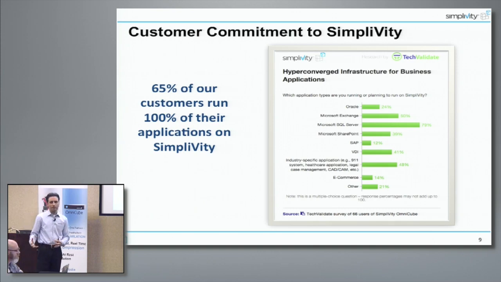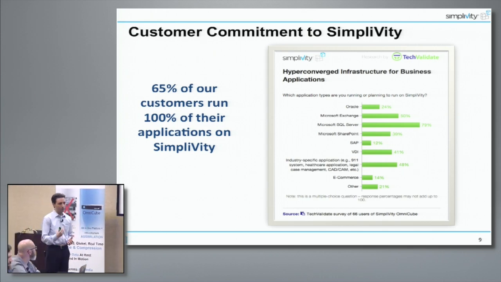If you look at where our systems are in the market, they're in the core of IT. TechValidate is a company that will go out and survey your users. We went out to our user base, and this is data from feedback from them. It may be a little challenging to see the numbers here, but it's interesting. SQL Server is running in almost 80% of our customer environments. Exchange, 50%. SharePoint, almost 40%. VDI, around 40%.